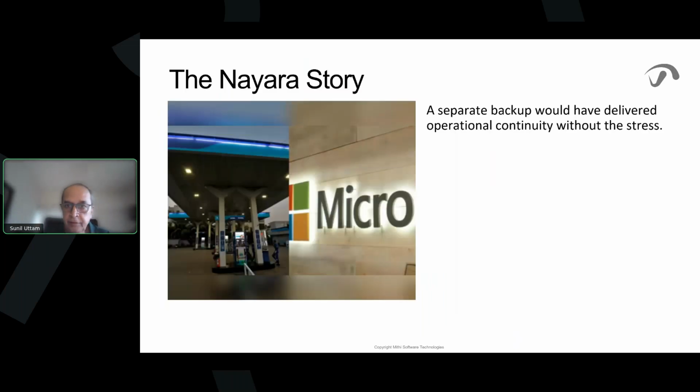The Nayara story, everybody knows. I need not dwell on it. The system was locked out for whatever reason, political, financial, doesn't matter. The point is, as an organization, they suffered downtime and a lot of stress, right? But a backup may not have enabled the services, yet they would not have felt that choking feeling that my data is not with me, right?